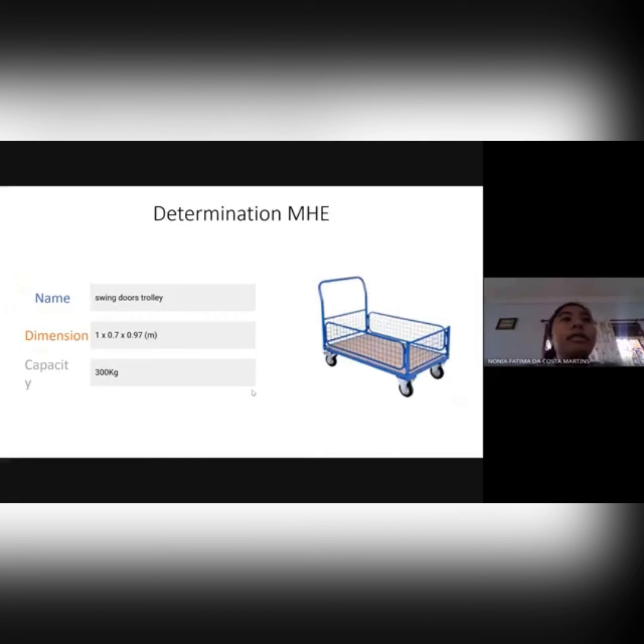So in determining the MHE, we determine the MHE to be used, and our company, Medifresh Corporation, plans to use the trolley as a material handling tool. The dimension of the trolley is 1 times 0.7 times 0.97 meters, and the capacity of the trolley is 300 kilograms. Next.